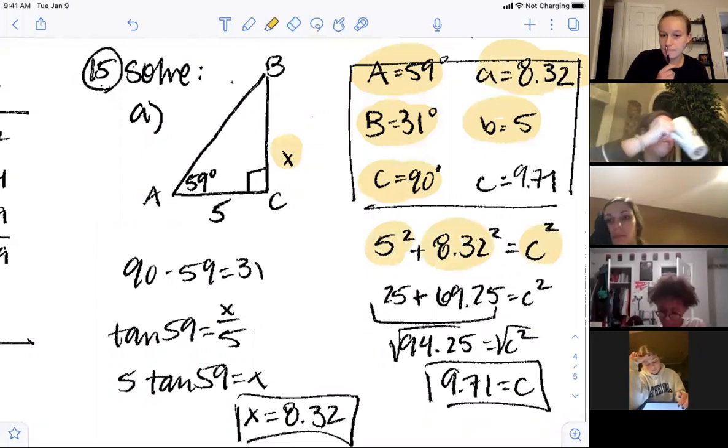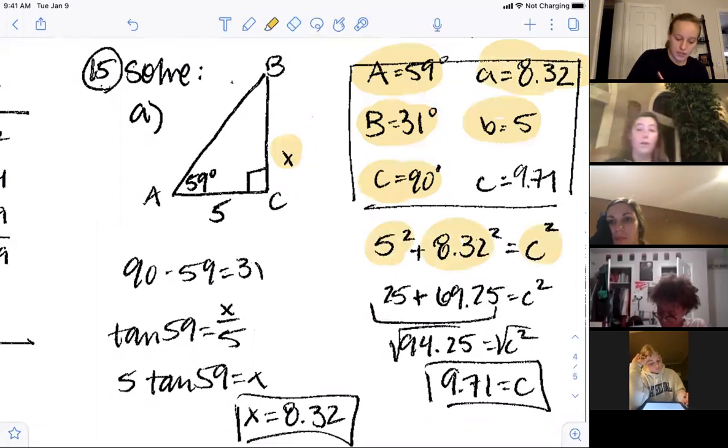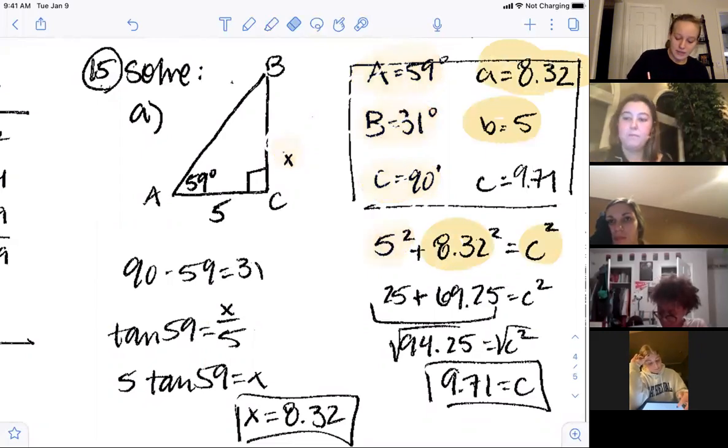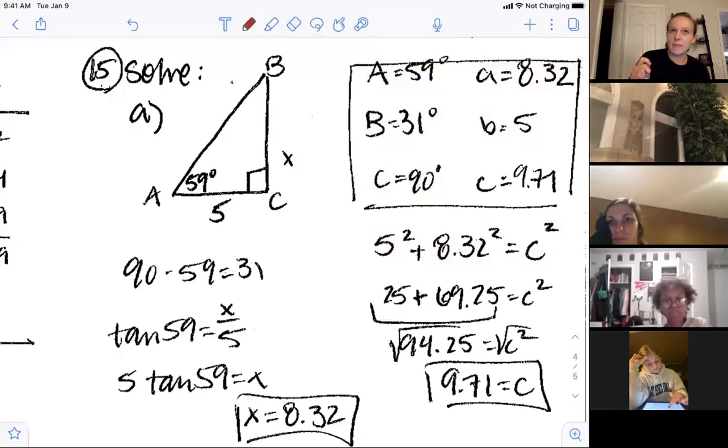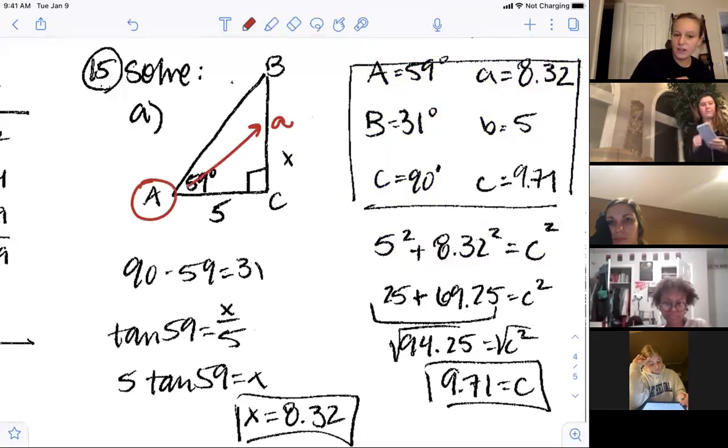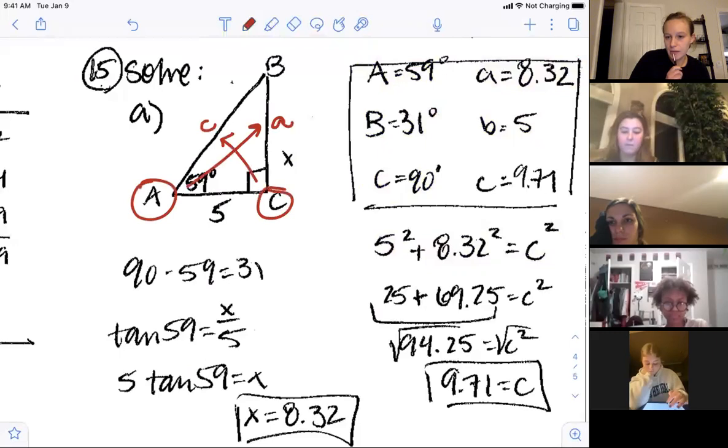What do the little letters stand for, though? Good question. I guess we did not talk about this a lot this year, but we did back in geometry, and I just forgot all the things we have or haven't done. The little letter is referencing the side it's across. So if A is here, the opposite side is little a. If C is here, then the opposite side is little c. If B is here, the opposite side is little b.